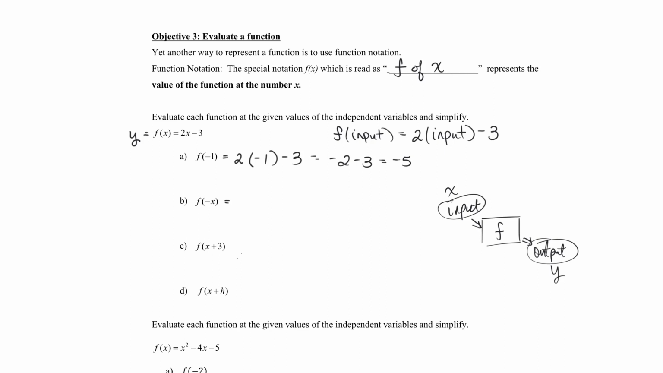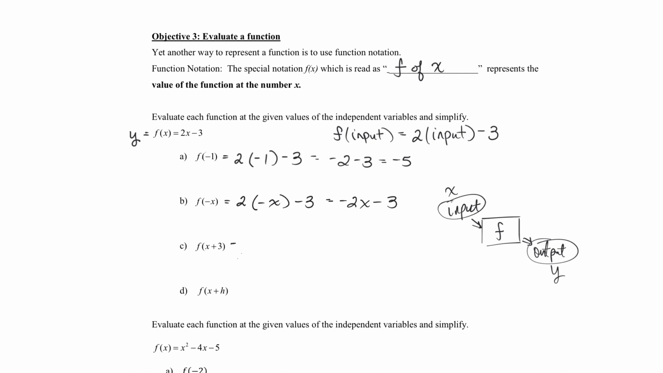So in this case, I'm asked to find f of the opposite of x. So that's going to be 2. The rule says multiply 2 times whatever the input is, in this case the opposite of x, minus 3. So 2 times the opposite of x is -2x minus 3. So f of the opposite of x is equal to -2x minus 3.